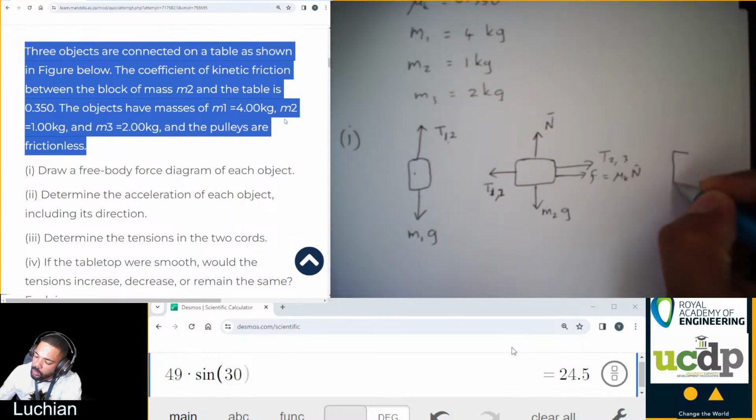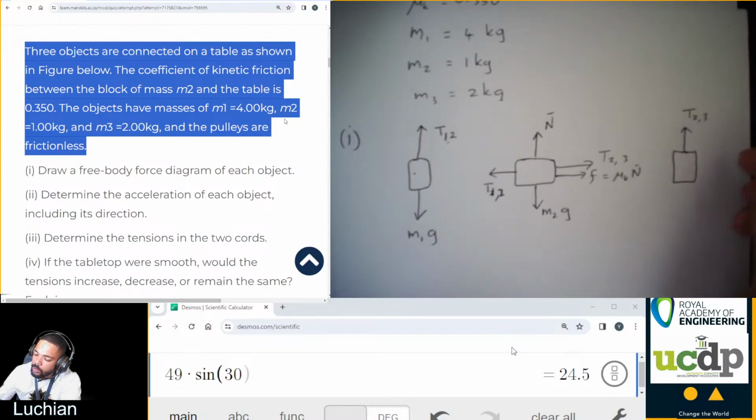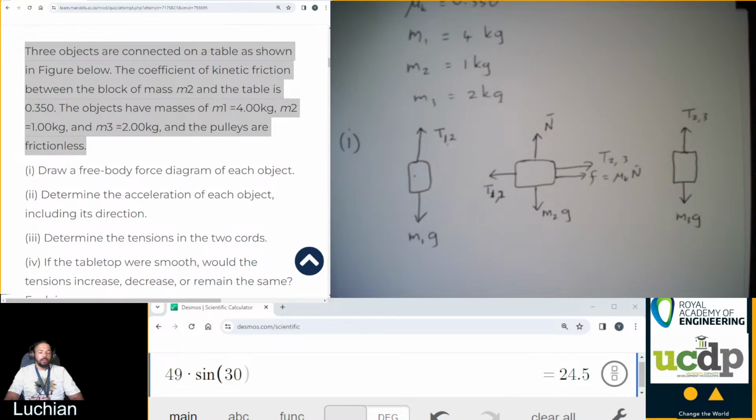Then for block number 3, it just has the tension due to block 2 on it, and then it has its own weight, which is just its mass times the gravitational acceleration. And now we have the free body diagrams for these 3 blocks.